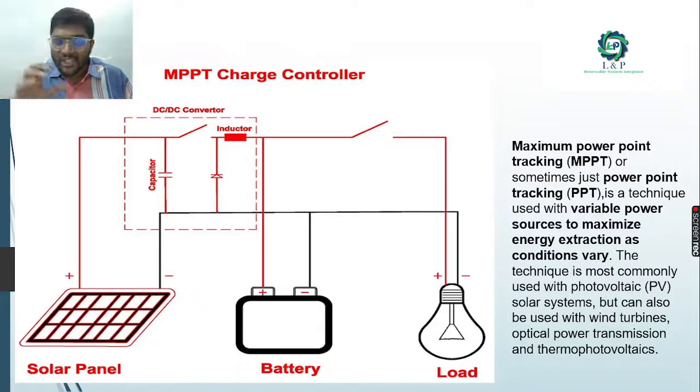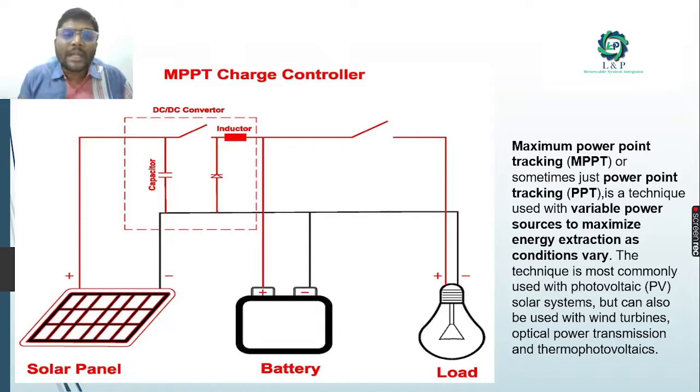From the picture itself it is pretty clear. In the other one, only a switch was there from the solar panel to the battery and to the load. But in the case of MPPT, we have electronic circuits inside. We have capacitors, a diode, an inductor, and a DC to DC stage. As a whole, we call the entire circuit a DC to DC converter.